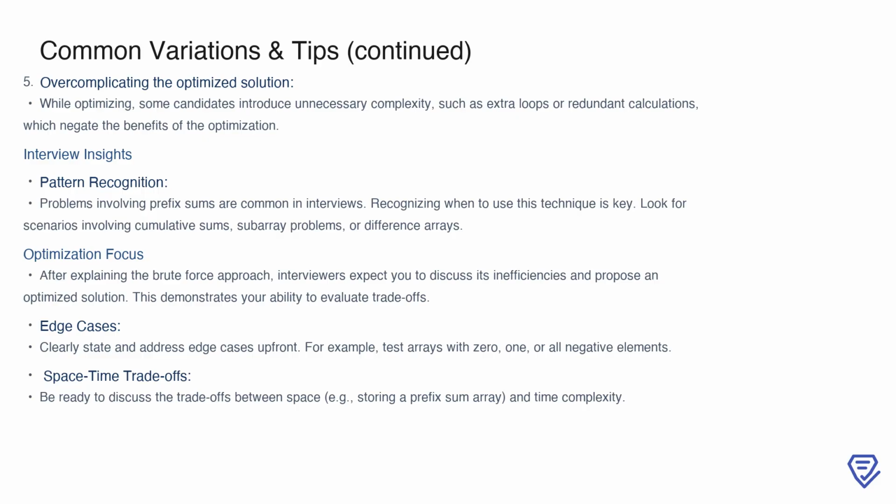Addressing edge cases is also important. Be proactive about discussing arrays with 0, 1, or all negative elements, as this signals thoroughness in your approach. Finally, be prepared to discuss space-time trade-offs. For example, while storing a prefix sum array can improve time complexity, it requires additional space. Explaining how you weigh these considerations can leave a strong impression.